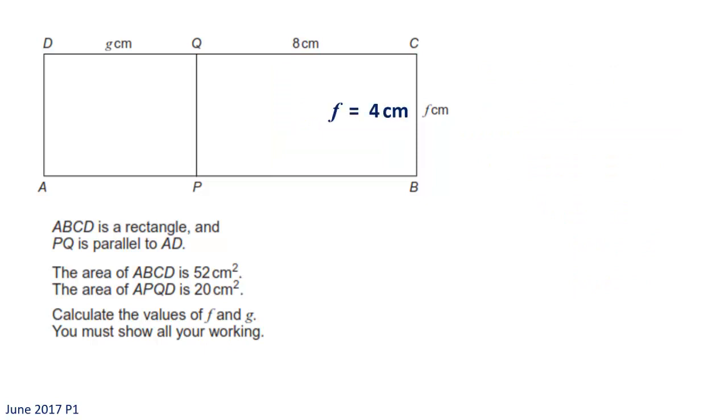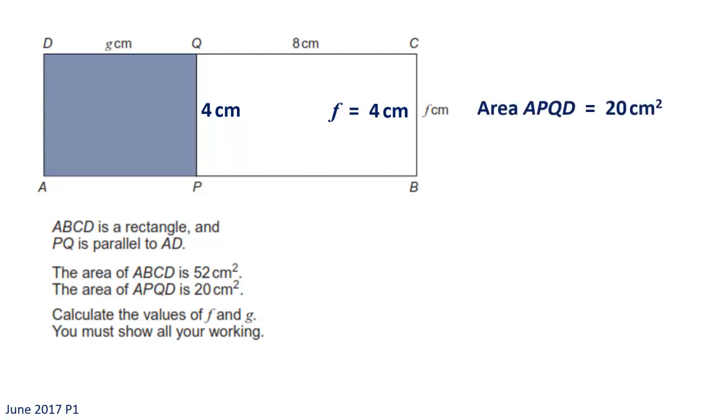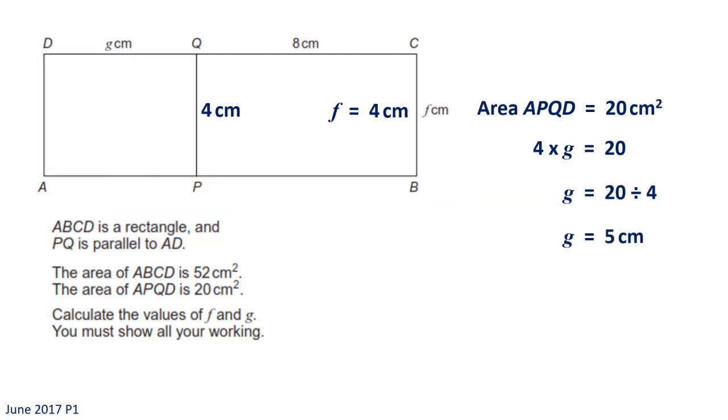Now what are they telling us? The area of APQD, which is that blue one, is 20. And we know that if BC is 4 centimetres, then PQ is 4 centimetres as well. So that blue area is 4 times G, which equals 20. So you might spot straight away that G is 5, or you might do that bit of equation solving. And there it is. G is 5 centimetres. That's that solved. So there's quite a few marks there, but in an exam that can be a bit tricky.